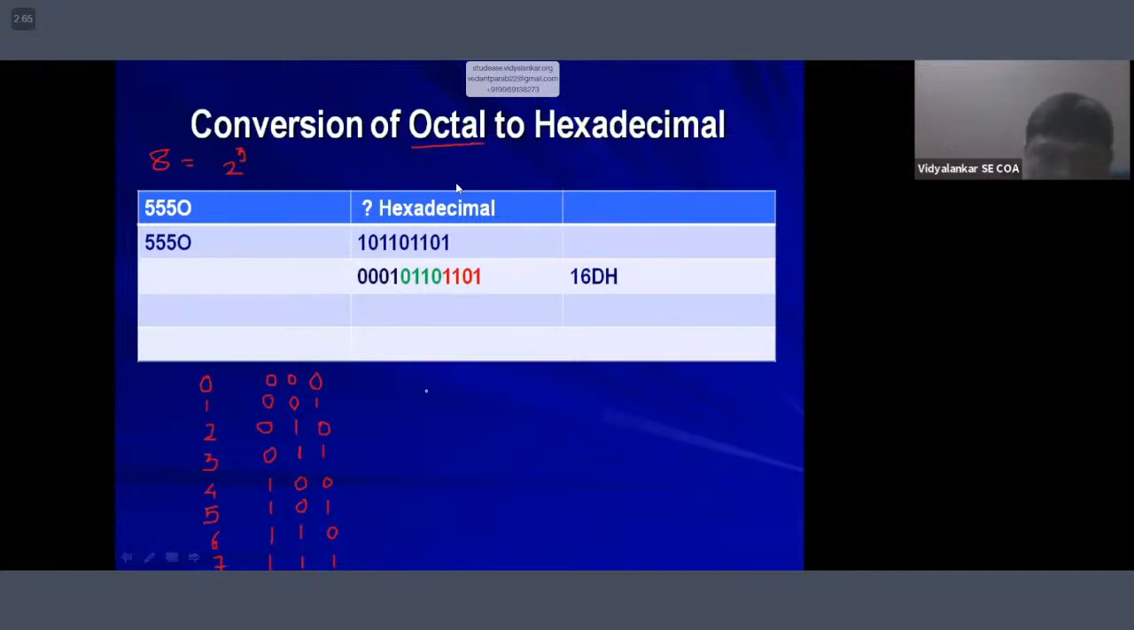And if you remember, the numbers are the same between decimal and octal. 0 to 7 is there in decimal also, and 0 to 7 is there in octal also. So this conversion you can easily do, or you can remember also. Let's take one example. If I want to convert 4 into binary, then 4 in octal and 4 in decimal is one and the same.